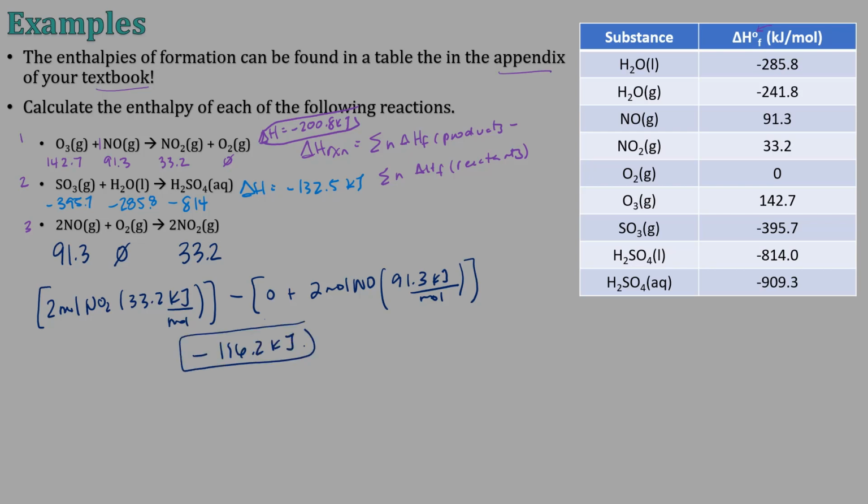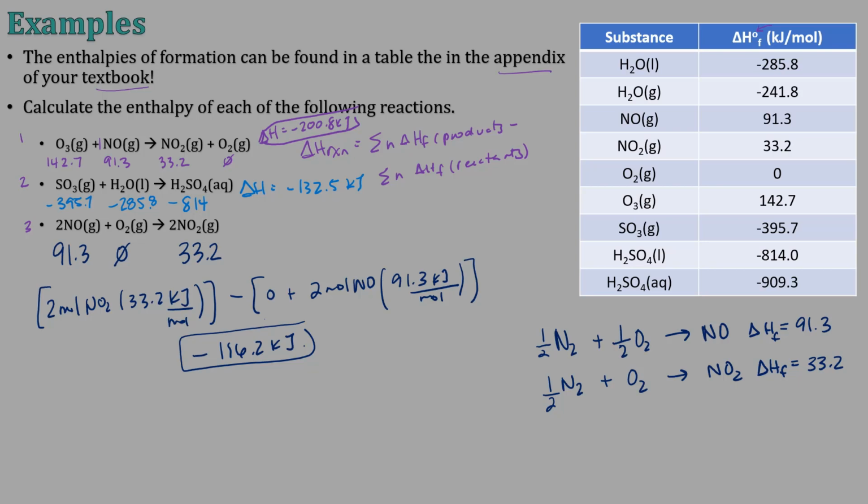So the reason that this works and where the equation came from to begin with is because if I were to write all of my enthalpies of formation for these reactions, what I would have is 1/2 N2 plus 1/2 O2 makes 1 NO. And the delta H for that is 91.3, because that's the formation of 1 mole of NO. And then I would have 1/2 N2 plus O2 goes to NO2. And the delta H of formation for that one is 33.2.